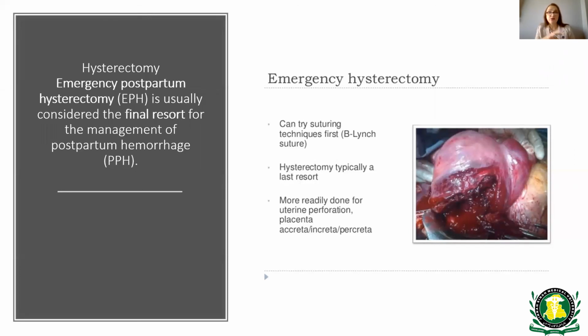So somebody needs to scrub off, go out, explain to the family what's happening, take a consent, take a legal consent, and then come. And always when you're doing a cesarean hysterectomy, please document each and everything at the end of the procedure. We'll talk about risk management after this slide.